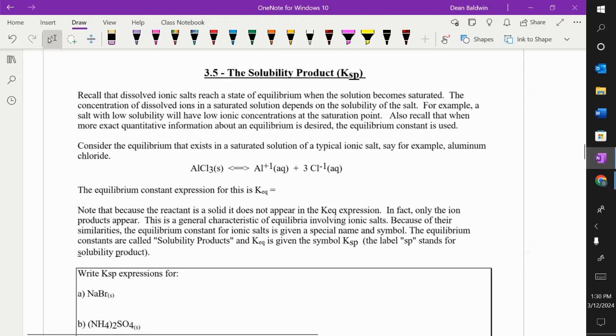Like I said before, most of this course is a KEQ equation. We just call them different things in different units.